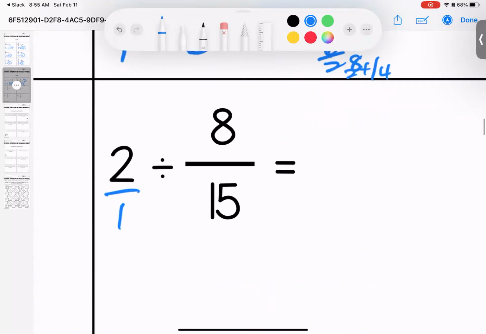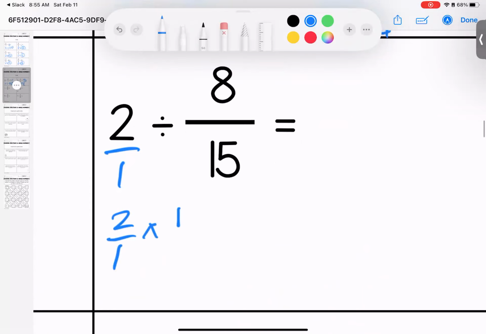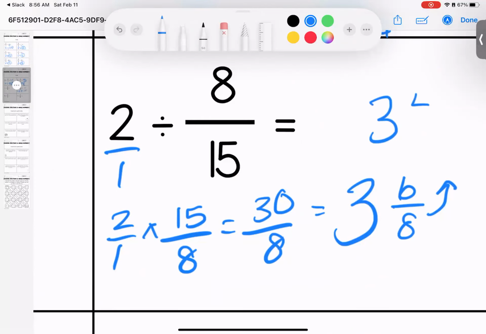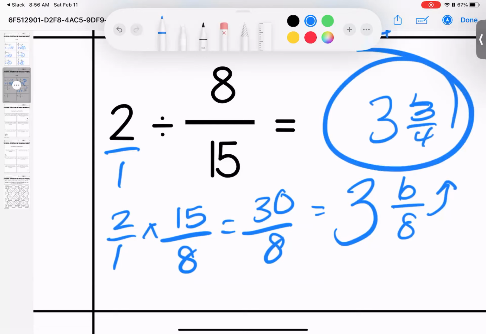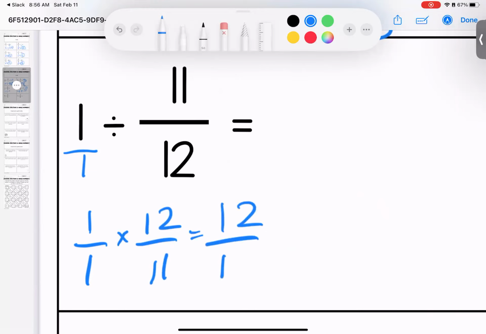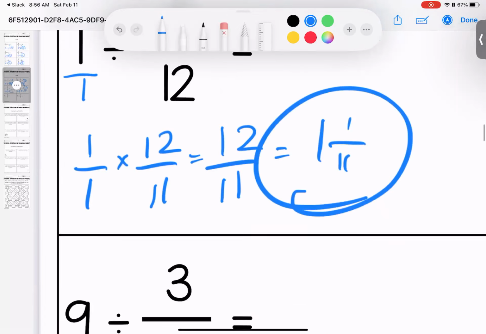Over here, give it a denominator. Keep, change, flip. 15 times 2 is 30/8. 8 times 3 is 24. That would leave us with 6/8, which if we keep on simplifying goes down to 3/4. This one's a little silly, don't you think? We give it a denominator, but it's still 1. 1/1 times, keep, change, flip, equals 12/11. Well, I can pull out one group, and it leaves me with 1 out of 11.